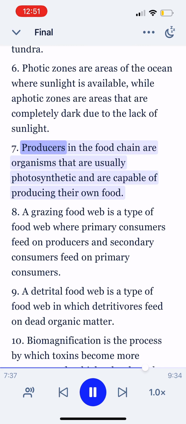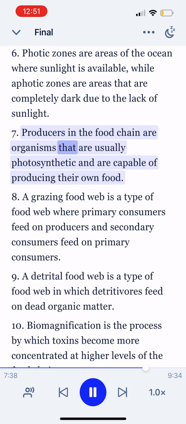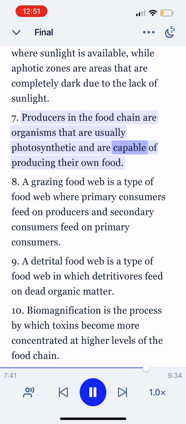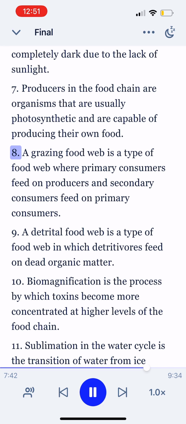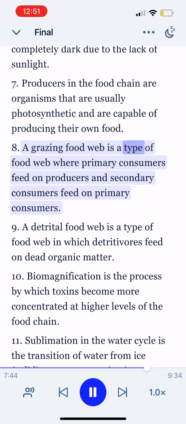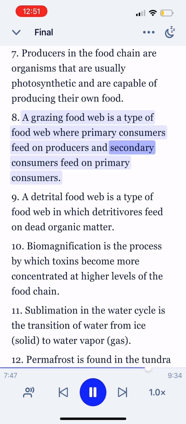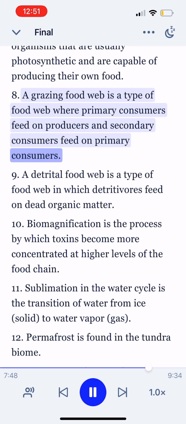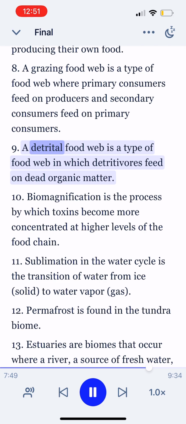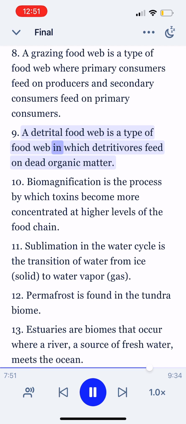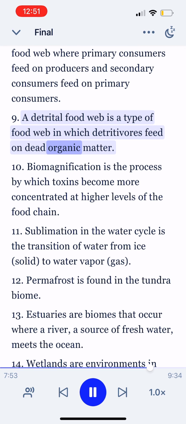7. Producers in the food chain are organisms that are usually photosynthetic and are capable of producing their own food. 8. A grazing food web is a type of food web where primary consumers feed on producers and secondary consumers feed on primary consumers. 9. A detrital food web is a type of food web in which detritivores feed on dead organic matter.